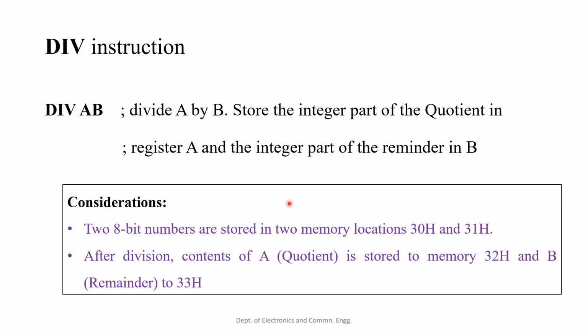So with respect to this program, I am going to have certain considerations. The two 8-bit numbers are stored in two memory locations 30H and 31H. Then after performing the division operation, I am going to store the result in two memory locations: after division, the contents of A are stored to memory location 32H and B, that's the remainder, will be stored to memory location 33H. These two are my considerations.